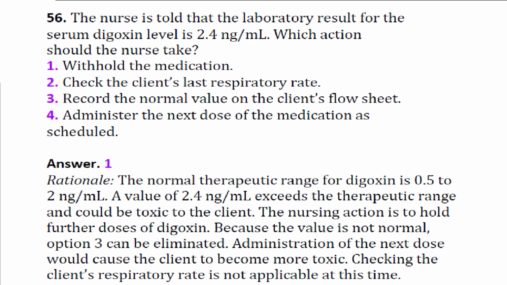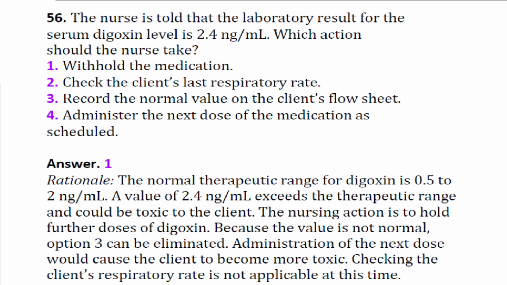56. The nurse is told that the laboratory result for the serum digoxin level is 2.4 nanograms per milliliter. Which action should the nurse take? 1. Withhold the medication. 2. Check the client's last respiratory rate. 3. Record the normal value on the client's flow sheet. 4. Administer the next dose of the medication as scheduled.